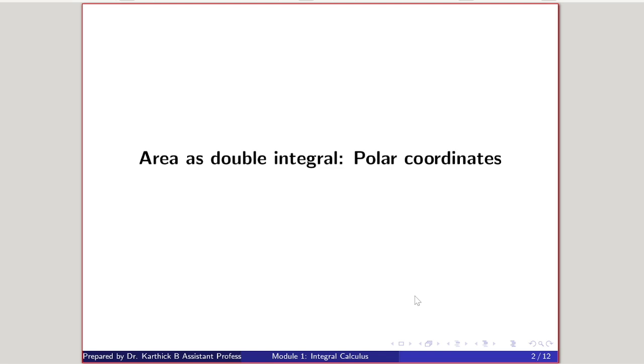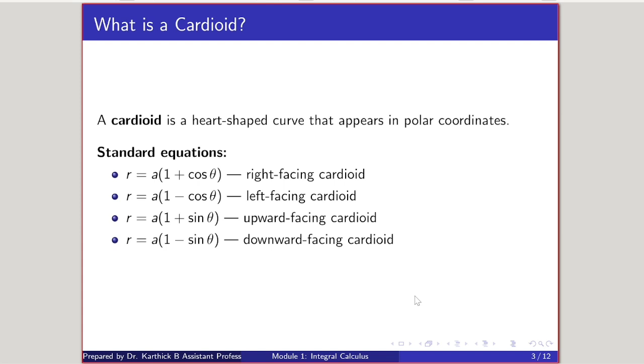In this video, we are going to see a problem under the title Area as a double integral using polar coordinates. Under polar coordinates, we study a new shape that we call a cardioid. It is a heart-shaped curve that appears in polar coordinates.